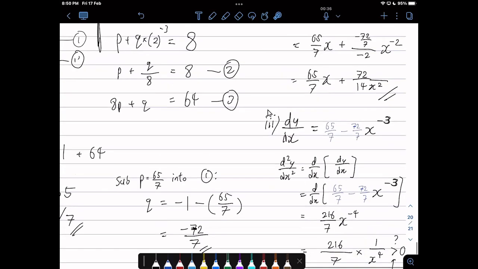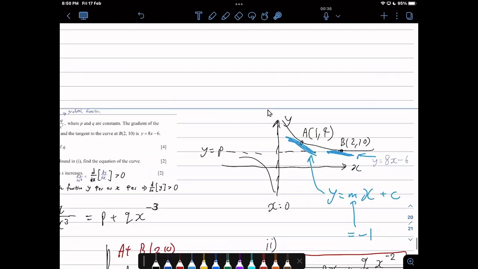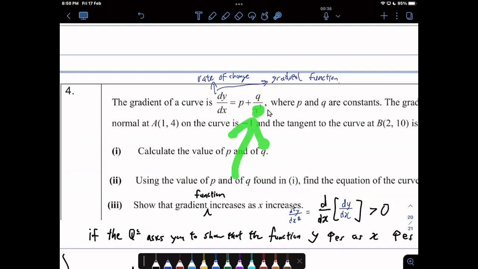But here, you must look at the original function and understand that we have an x cubed at the denominator. In order for the gradient to be defined, it means that p plus q over x cubed must be defined. In order for this to be defined, you cannot have division by 0. To avoid division by 0, x cubed, the denominator, cannot be equal to 0, which means x is not equal to 0. So it's implied by the question. This is known as the domain of a function. What are the allowed values of x? This is not in your syllabus, it's in H2 Math.